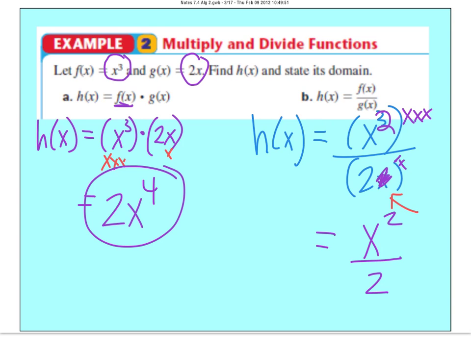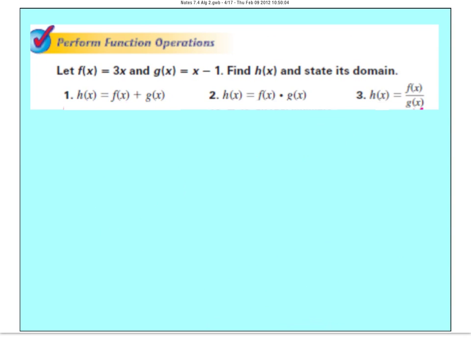Now, how would you type this in Schoology? You would just do x, caret 2, a division or that backslash symbol, and then a 2 to get the right answer. Our last slide for today is, again, they've switched our functions on us, so let's just take a look at what we're seeing. Here we have our f of x is 3x, g of x is x minus 1, and they want us to do, it looks like some addition, multiplication, and division with that.